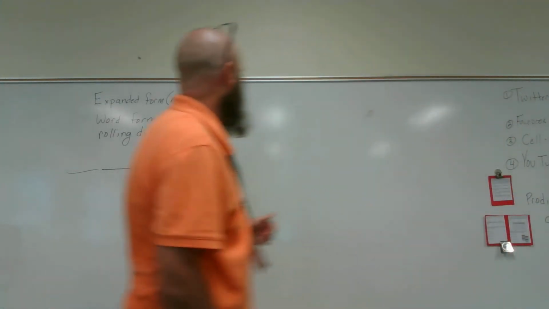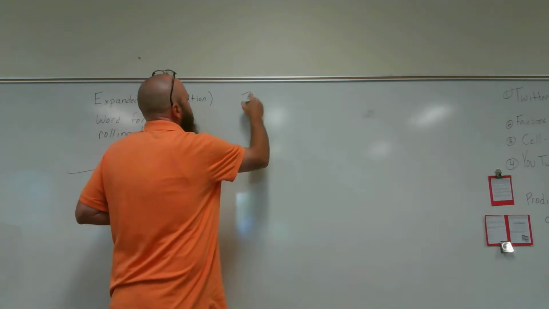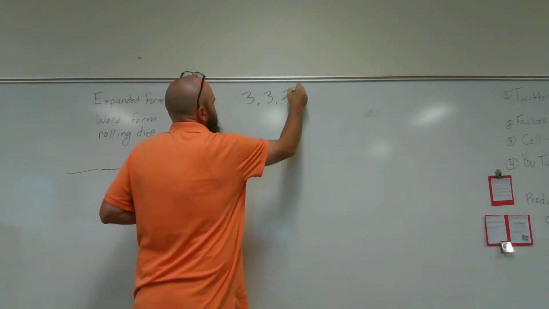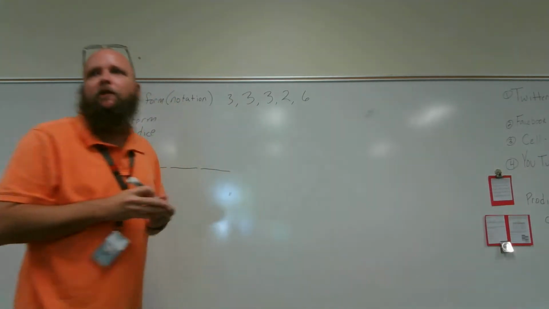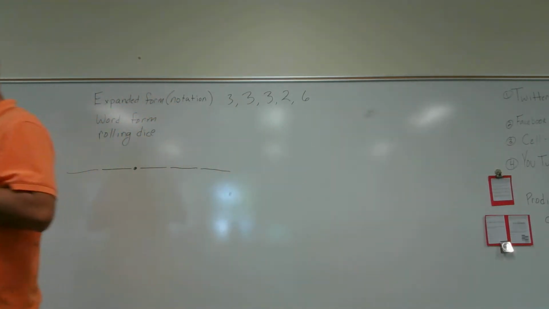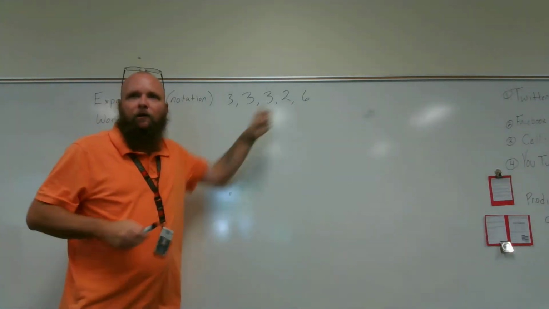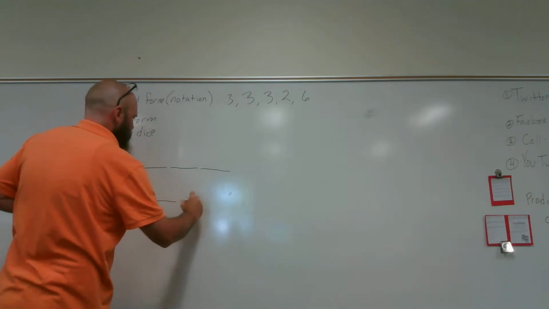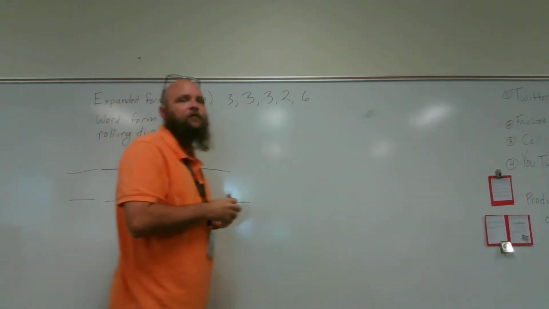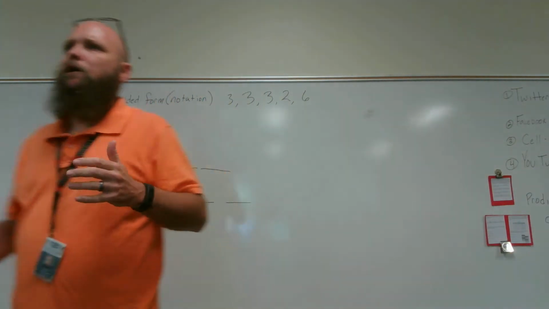All right, so Gage, what are my numbers here? 3, 3, 3, 2, 6. That's a lot. All right, so those are the numbers I rolled. I'm going to make 2 different numbers from the numbers I rolled. I need them to be different numbers.